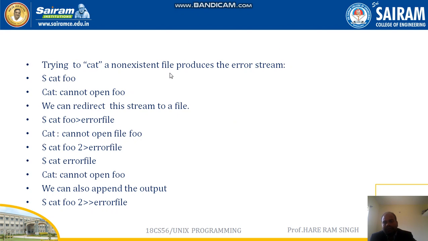Now for example, trying to cat a non-existent file produces an error. Suppose cat foo, and the foo file is not there. I am trying to open a non-existent file. Then what will happen? Cat cannot open foo. So we can redirect this stream to a file. If this file is not present, that error message will be transferred to an error file. Now it says cat cannot open file.